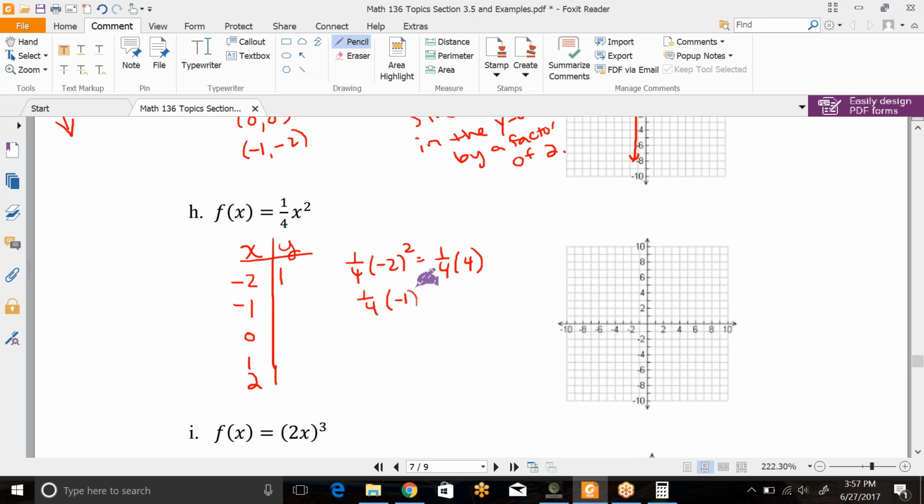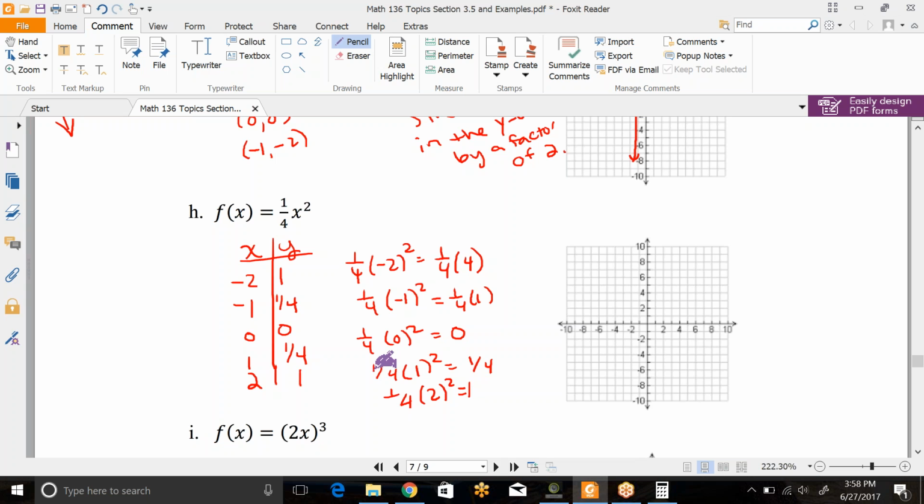1/4 of -1 squared would just be 1/4 of 1, so that's a fourth. 1/4 of 0 squared is going to be 0. 1/4 of 1 squared is going to be a fourth again. And 1/4 of 2 squared is 1/4 of 4, which is 1. So just working each of those out individually to get the table.